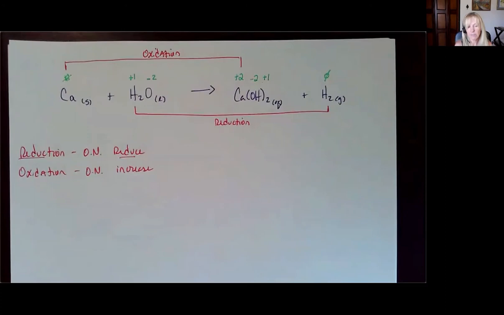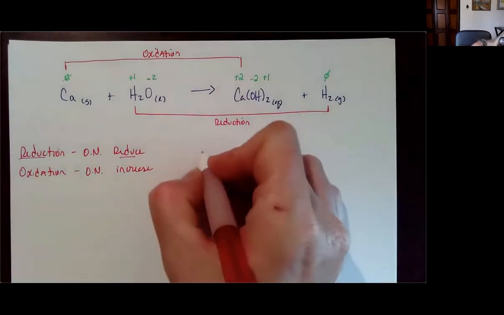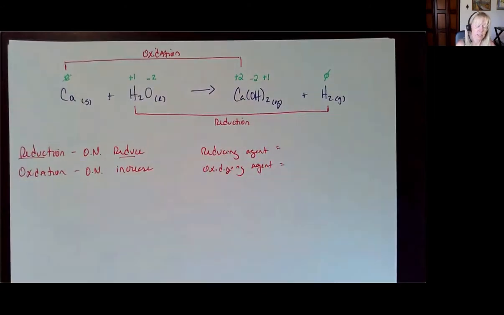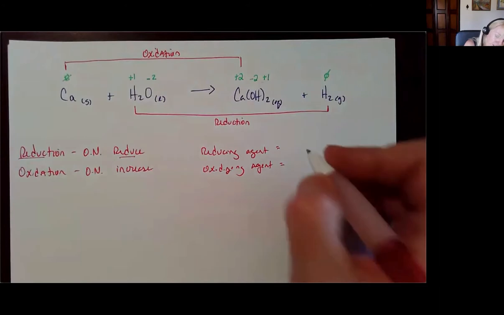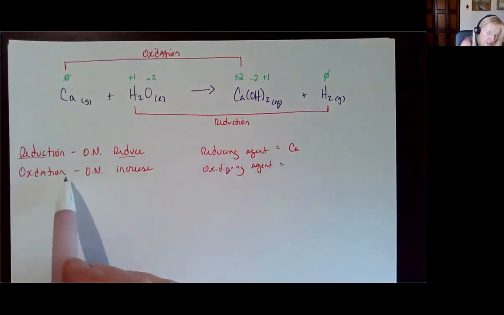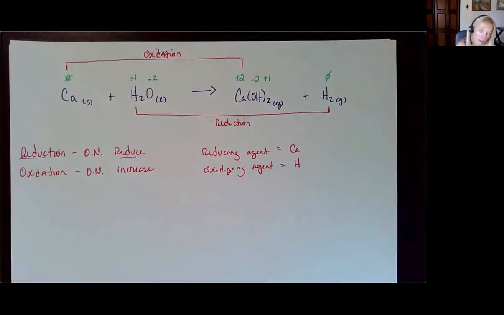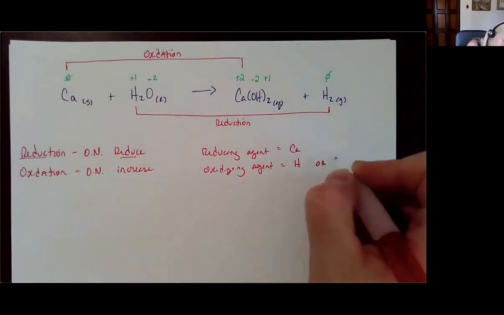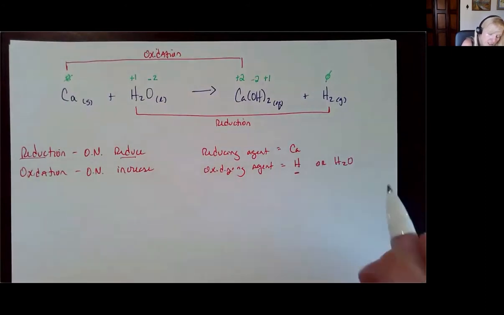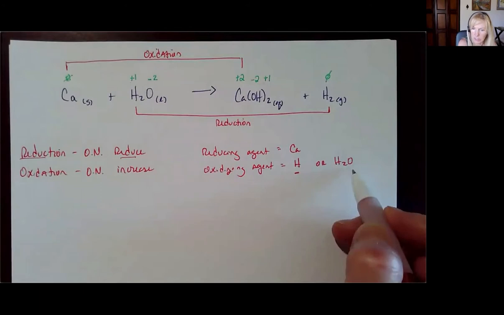First, I'm going to identify what was oxidized and what was reduced. And then remember, we had these things called the reducing agent and the oxidizing agent. A reducing agent is whatever is reducing the other thing. So if I'm a reducing agent, then I'm undergoing oxidation. And so my reducing agent would be calcium, solid calcium, because it's undergoing oxidation. My oxidizing agent, I could say hydrogen, or if I wanted to, I could say H2O, but really my oxidizing agent is the hydrogen. The oxygen isn't really having a change in oxidation numbers.